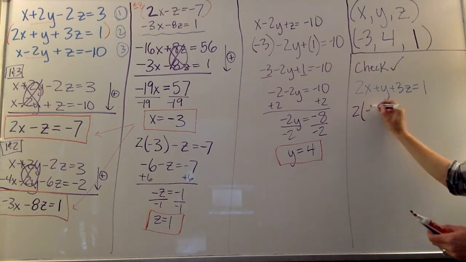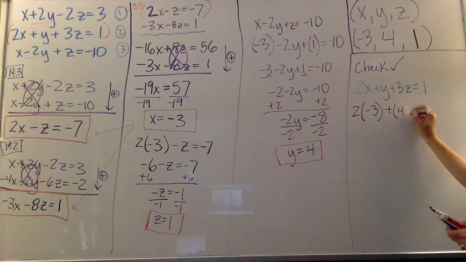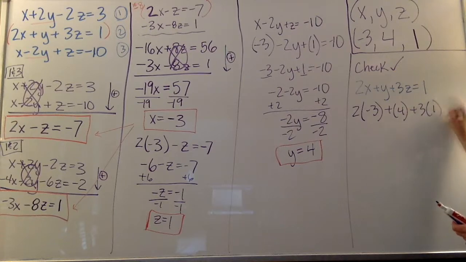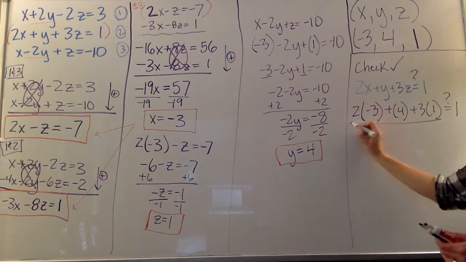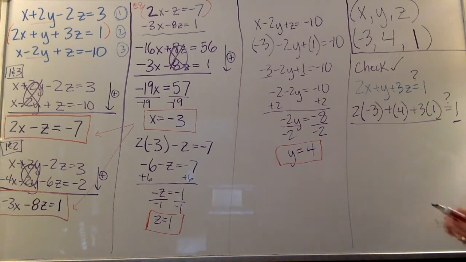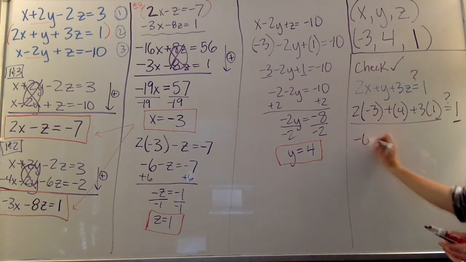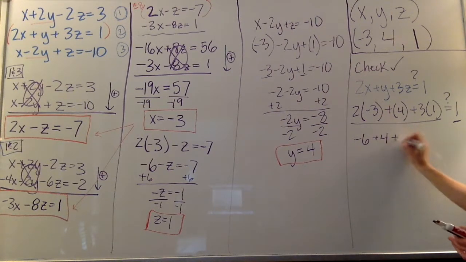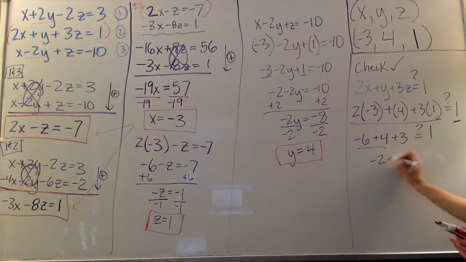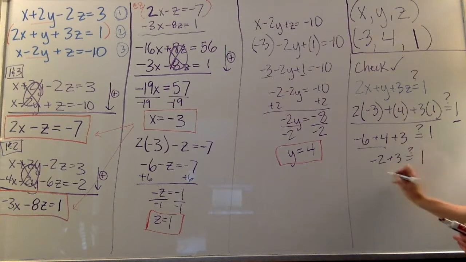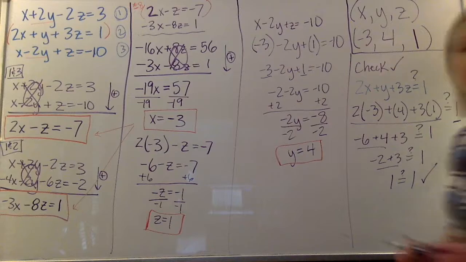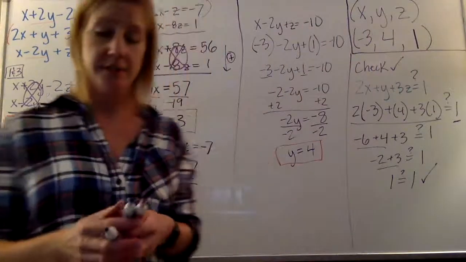So 2 times negative 3 plus a 4 plus 3 times 1 equals 1. Now I'm not solving this, I'm actually asking the question, is it equal to 1? So I'm only going to do this side to determine if it's equal to this side over here. So 2 times negative 3 is negative 6, plus 4 plus 3, is that equal to 1? Well, negative 6 plus 4 is negative 2 plus 3, is that equal to 1? I'm showing you all steps here, so 1 is equal to 1, yes. So this indeed is a solution for this system of equations.